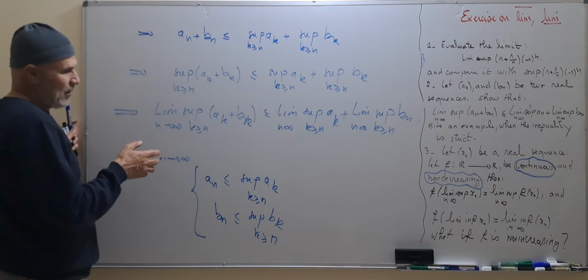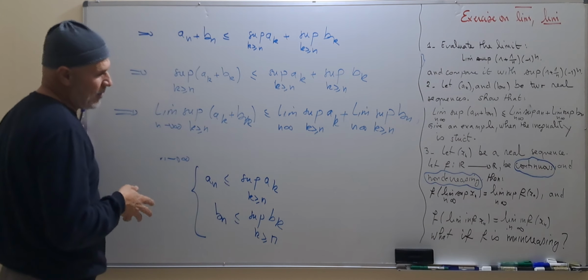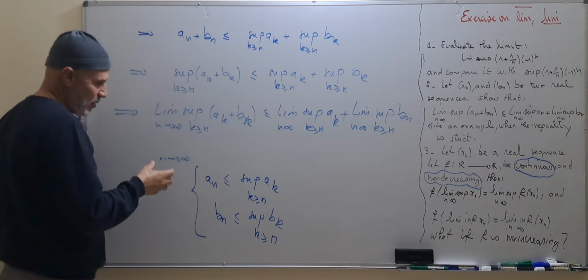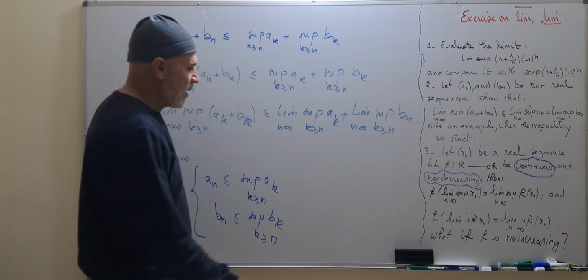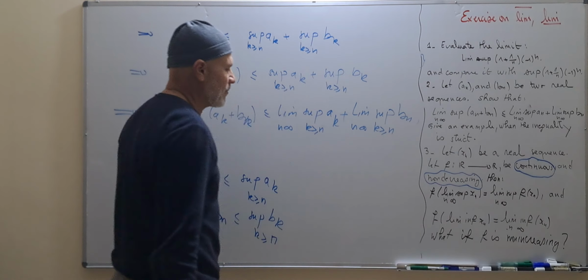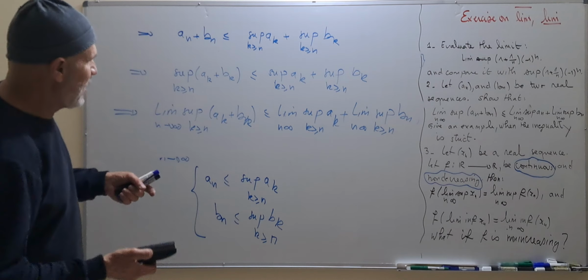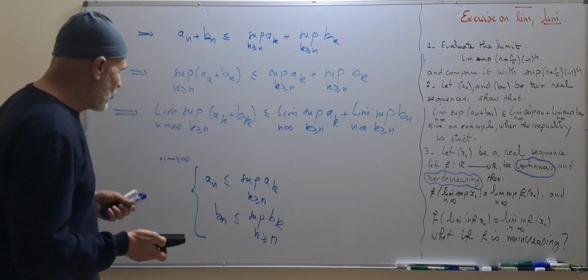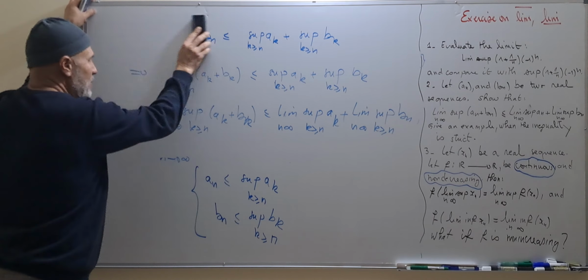So we have here a formal method and a professional one, which is this one. Give an example when this inequality is a strict one. So we will give an example.